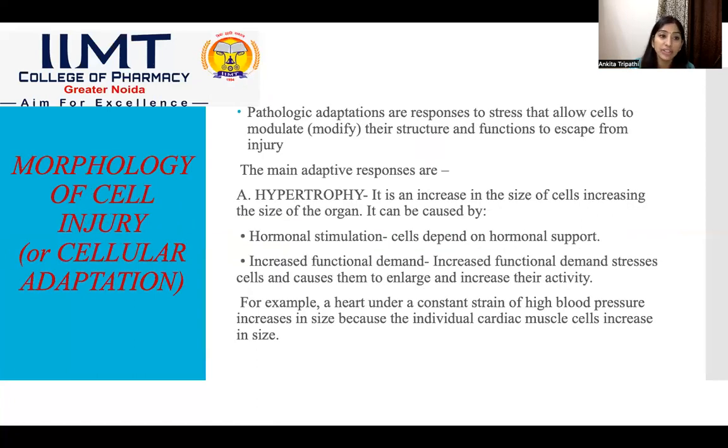Now, the morphology of cell injury or cellular adaptation. Morphology means how we look at the cell, the outer appearance of the cell, which generally means size, number, and also colors. But in this topic, we are going to study the size and the number of the cell. Generally, the morphology of cell injury or cellular adaptation is how the change in number or structure occurs. Either it can increase the number of cells, or increase the size, or it can decrease the number of cells or decrease the size of the cell. This is what the morphology of cell injury or cellular adaptation means.